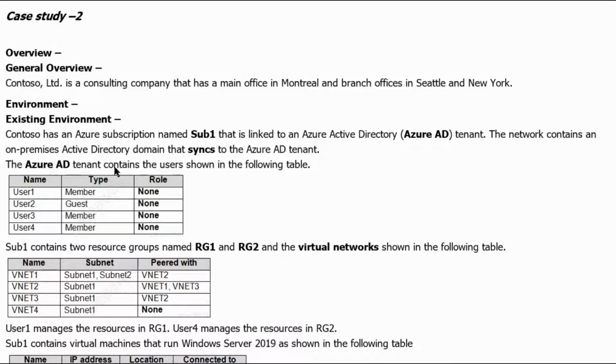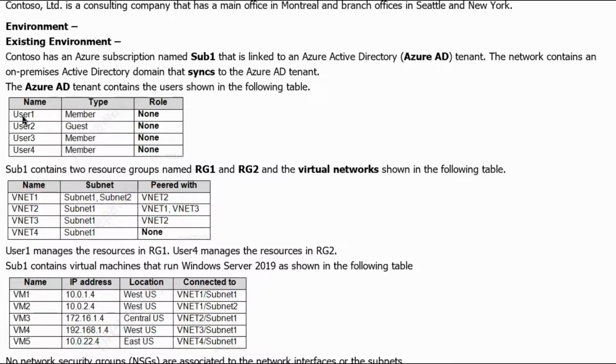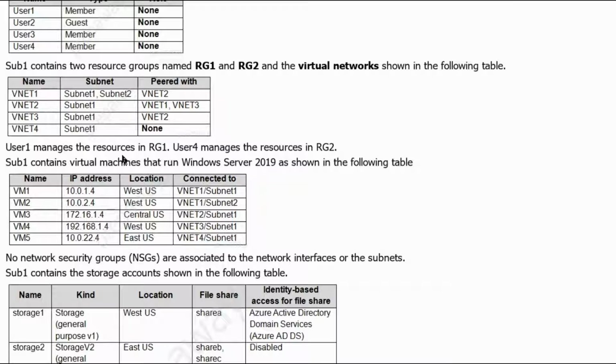The Azure AD tenant contains the users shown in the following table. User 1 is a member, user 2 is a guest, user 3 is a member, and user 4 is a member. Subscription 1 contains two resource groups named RG1 and RG2 and the virtual network shown in the following table. User 1 manages the resources in resource group 1. User 4 manages the resources in resource group 2.